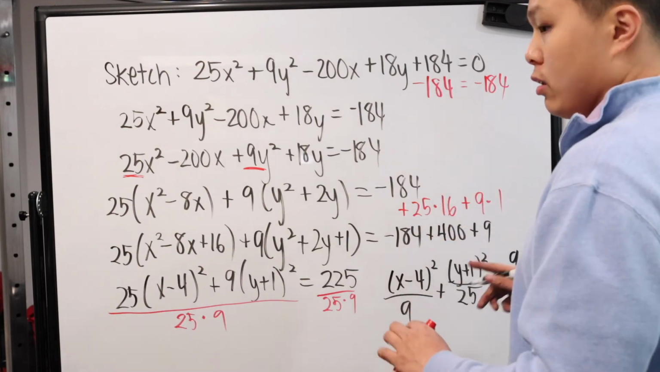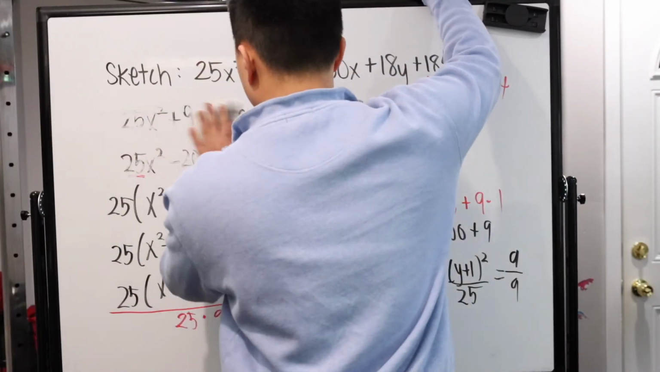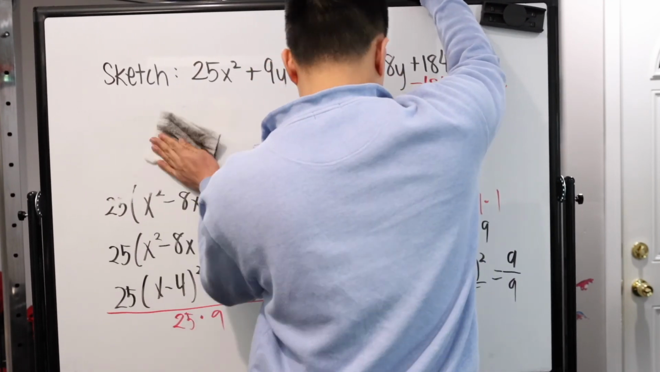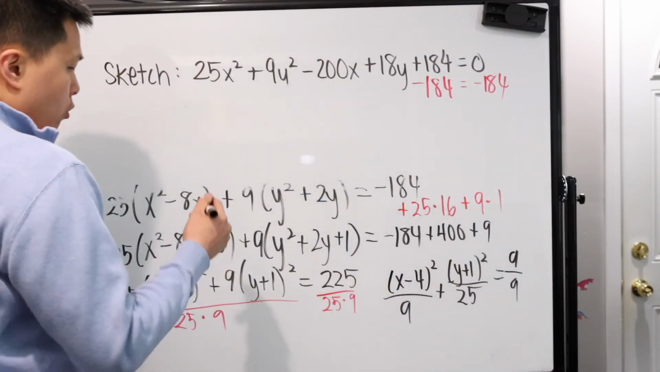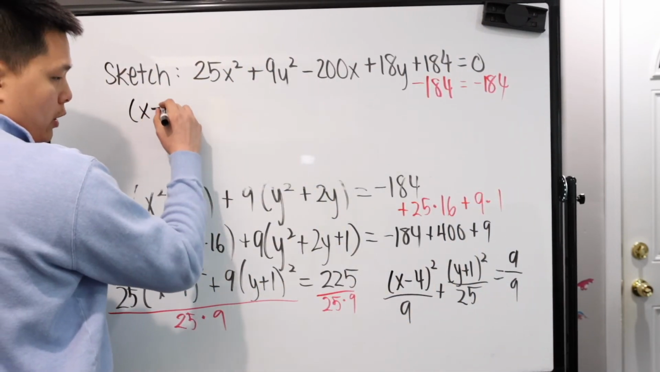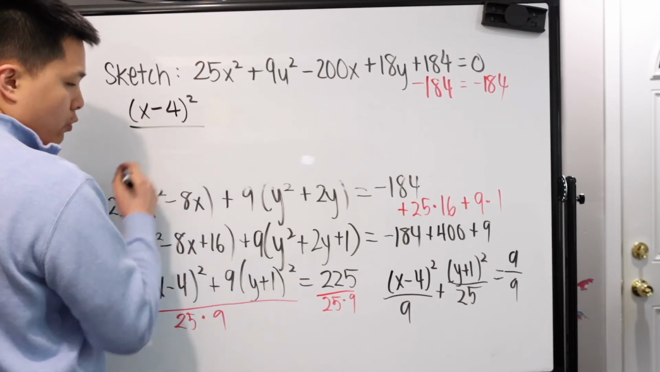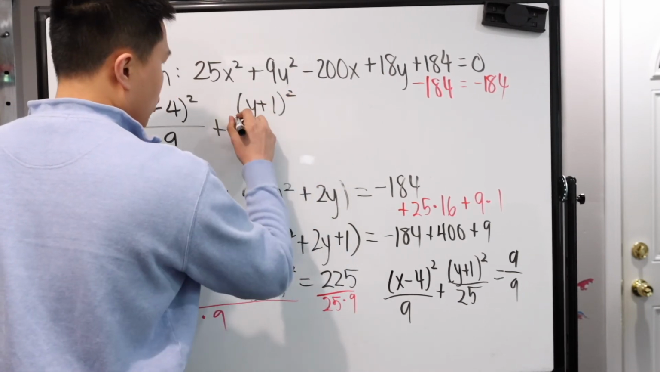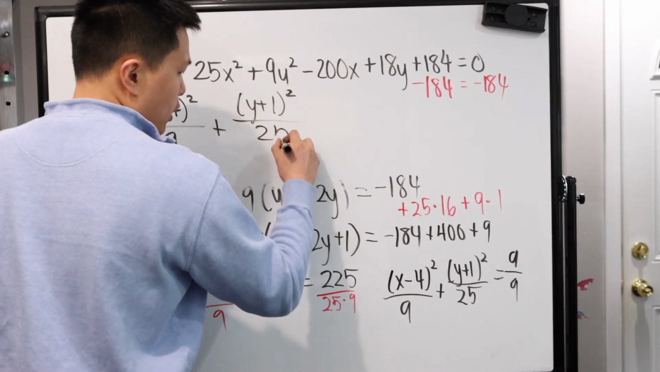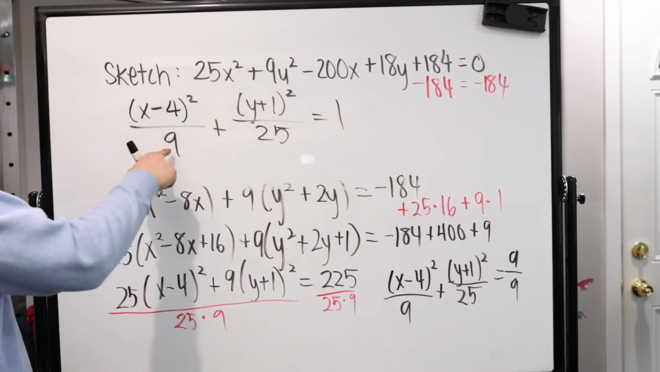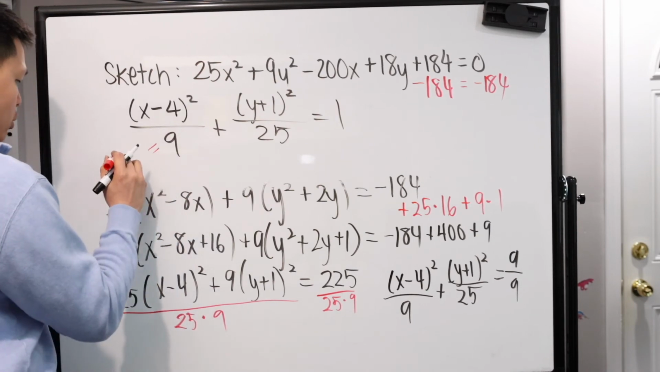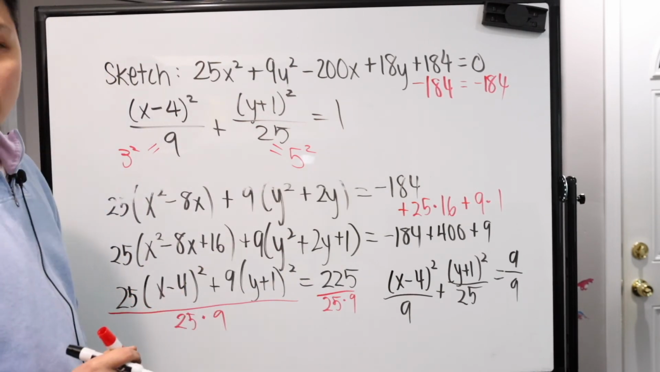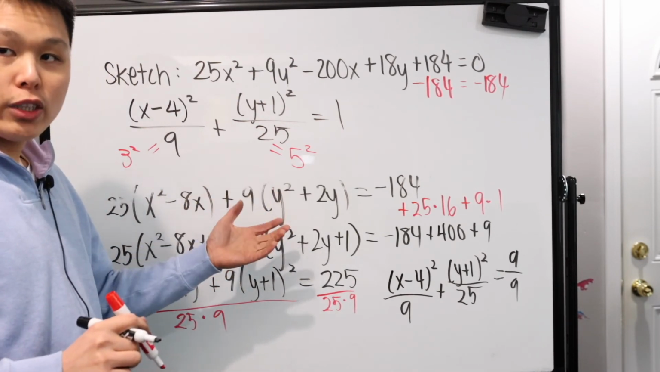So let's see, I'm gonna just erase this part. I need a bigger board. All right, cool. So let's do this. Right here we have x minus 4 squared over 9 plus y plus 1 squared over 25 equals 1. All right, cool. This one right here, it's just 3 squared. This one right here is just 5 squared. And voila. Just like that, we have our equation of an ellipse.